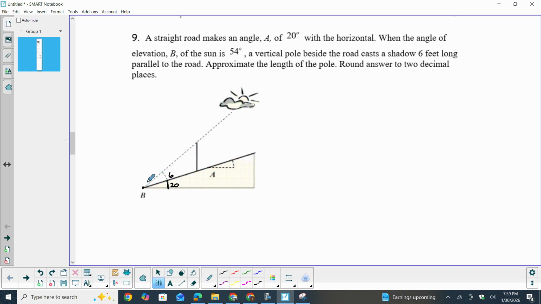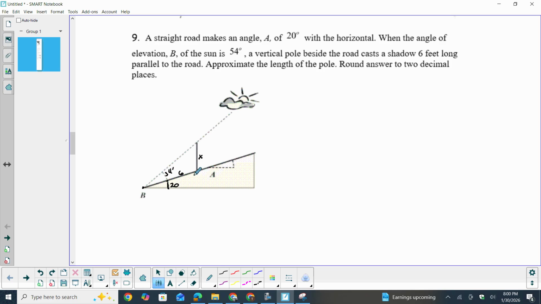Okay, approximate the length of the pole. This is 54 degrees from here to here. We already said this is 20, so I'm going to get rid of that 6, put it in a different location because I want that to be my 34 degrees. 54 minus the 20. 54 from the sun's angle of elevation to the horizontal is 54. We already said this is 20, leaves that as 34. This side length is 6. I guess I'll still try to fit it in there. And we are looking for the height of the pole. I'll call that x.